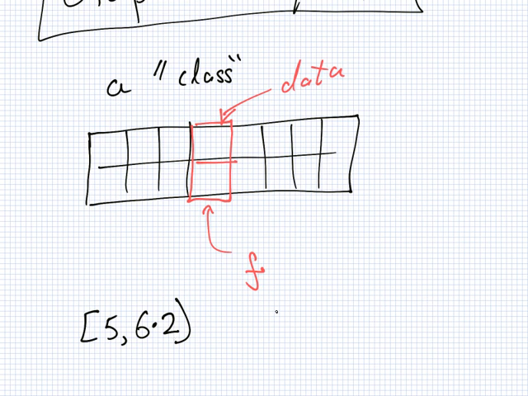Now, if I write 5 to 6.2 without brackets, it's not clear. What do you do with the 6.2? You would have to tell the person in another sentence what to do at the upper end.